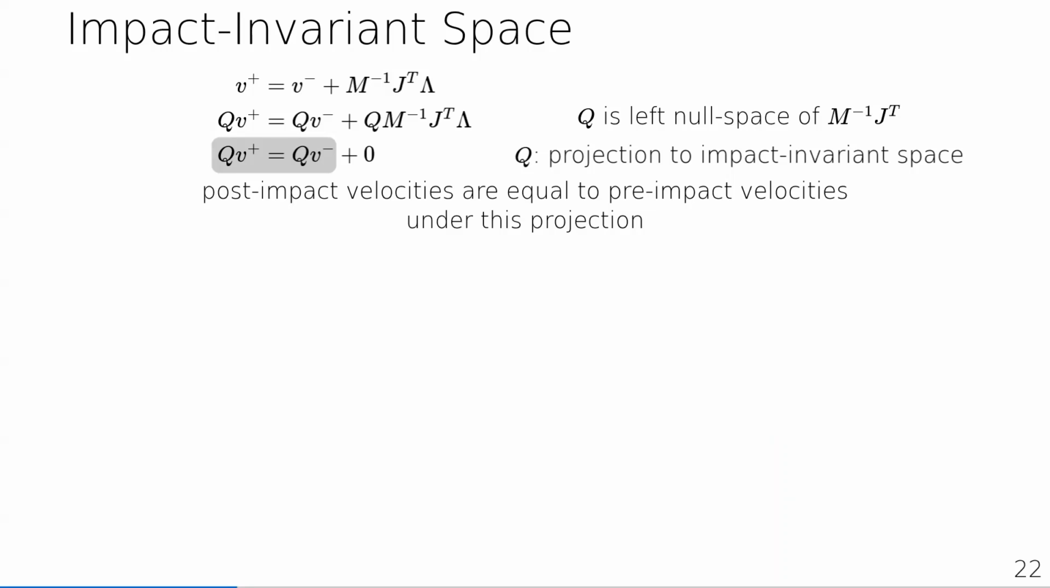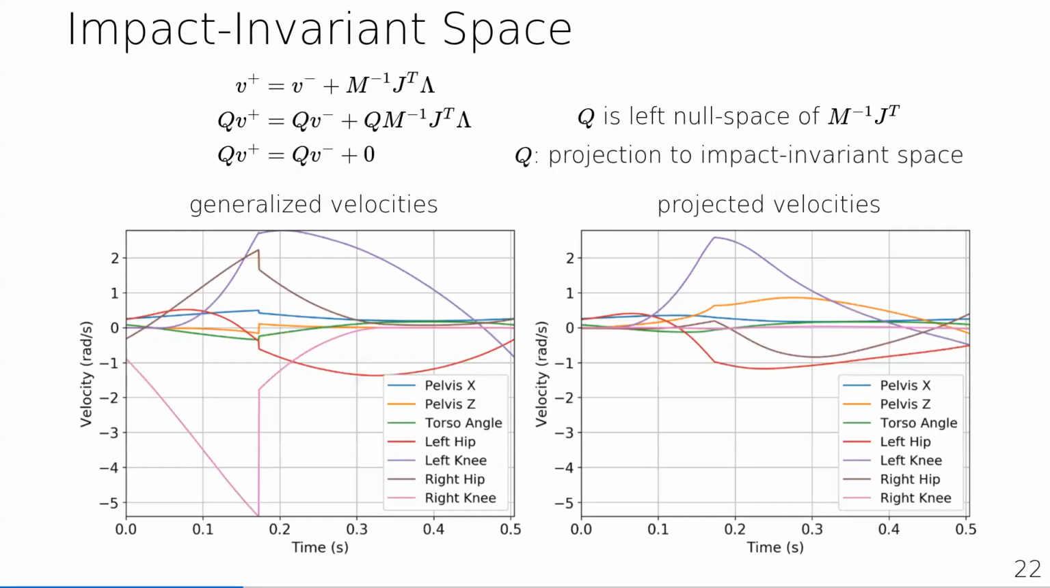To illustrate this effect, we can plot the joint velocities from the planar biped from earlier and see that the discontinuity that existed previously, when projected to the impact invariant space, no longer exists. And thus, we no longer have the issue of needing to know which side of the impact we are on. And I also want to highlight that the projected velocities are not 0. These are still interesting signals that we can apply feedback to.